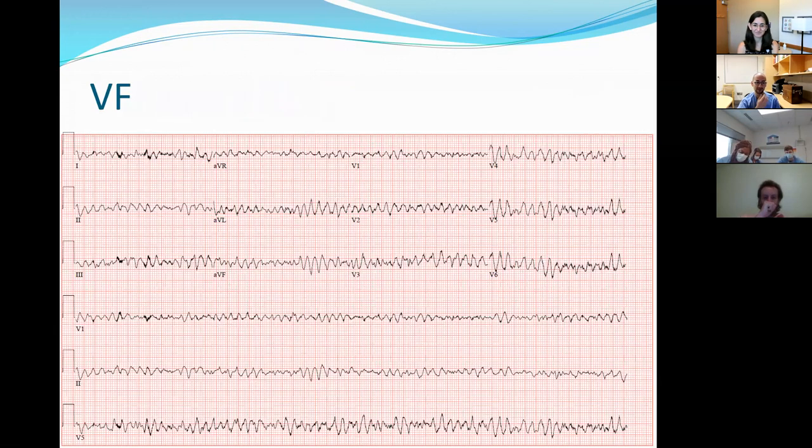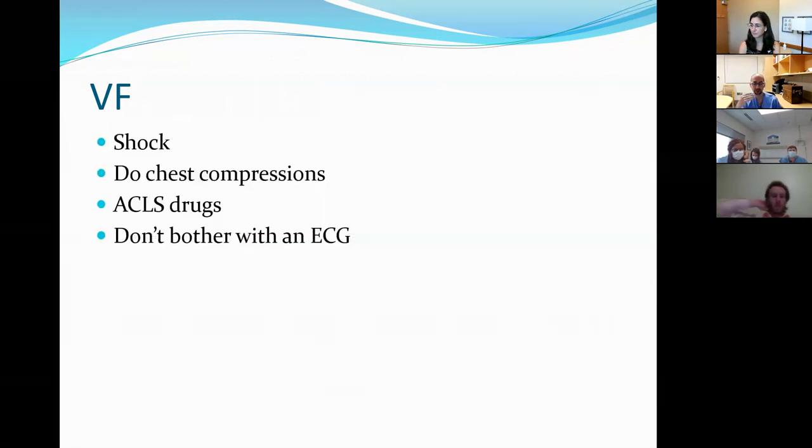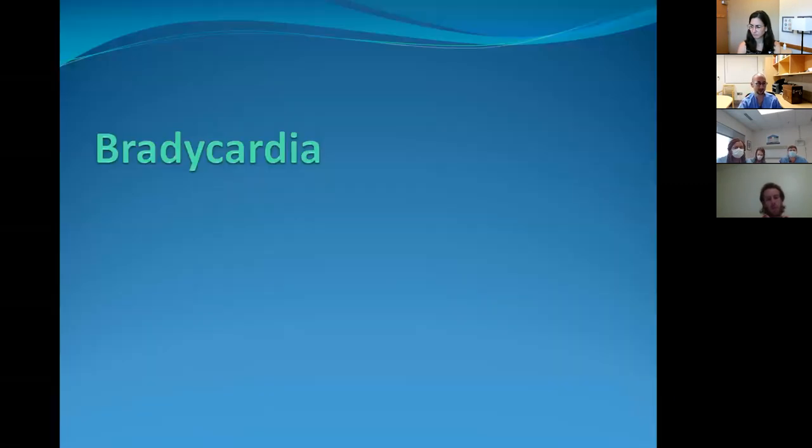All right, VF. I actually have more EKGs of VF than of polymorphic VT, and that's because of LVAD patients. If you have a patient with a ventricular assist device, an LVAD, and they don't have an ICD in place, they may go into VF and not even know it, or have minimal symptoms, and you can get a 12 lead. If you have someone in VF, shock the patient unless they have an LVAD, do chest compressions, do ACLS drugs. Don't bother getting an EKG, please. Please save the person's life.